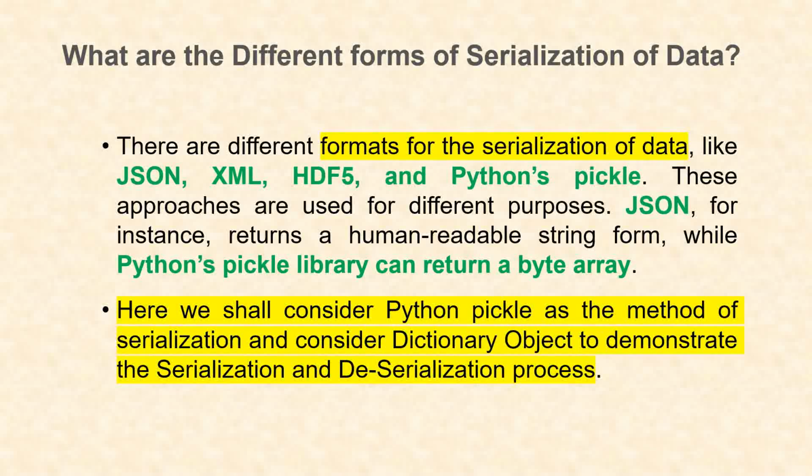There are different formats of serialization and deserialization. JSON, XML, SDF and Python pickle are different methods. Among them, JSON or XML are used for text serialization, whereas Python pickle is used for binary serialization. Here we shall use Python pickle methods for serialization and deserialization and use the dictionary structure for demonstration purposes.